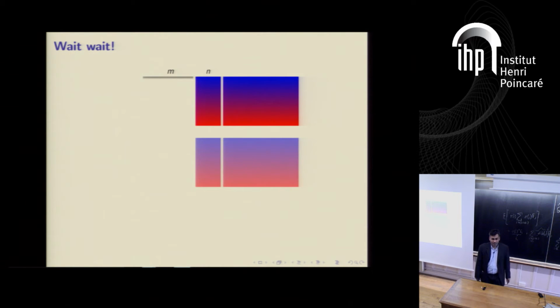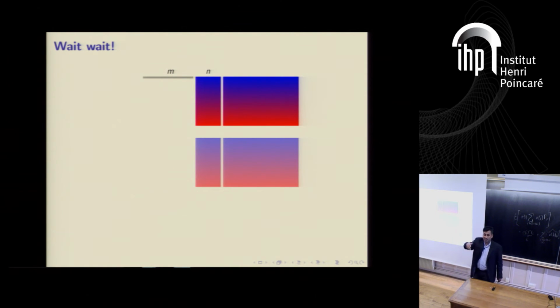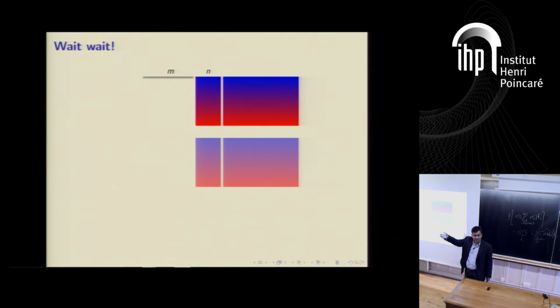But now I'm remembering m weights. Remember m was the number of edges in your graph. I have not saved anything. I'm remembering all the edges, so this may not be the best space efficient way. So I've really not given you any space savings yet.